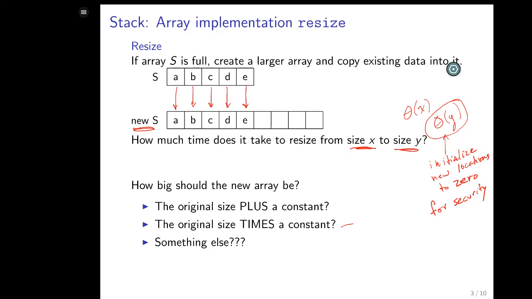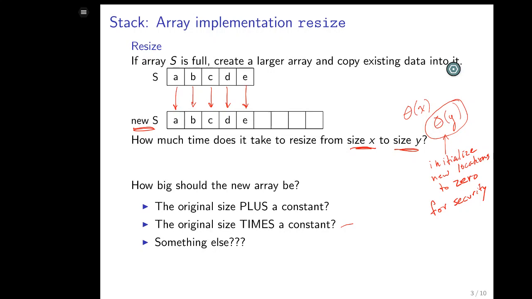Which one do you like better? Let's vote. I'm in a very voting mood today. How many people like plus, add 10 each time? Or maybe 100. How many people like times, multiply the size by a factor of 2, factor of 3? It's an even split. That's very interesting. Okay, well, let's see what happens.